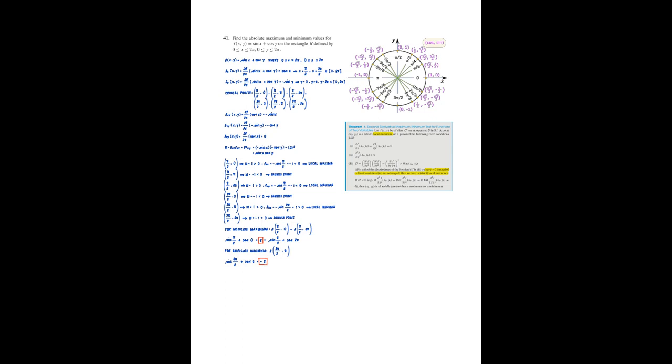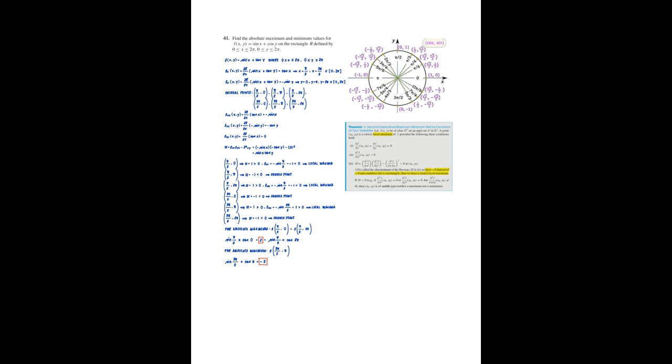Okay, so I did number 41 of section 3 of chapter 3, and it's basically asking us to find the absolute maximum and absolute minimum values for a function on a rectangle, given this function, closed off at 0 less than or equal to x or y less than or equal to 2 pi. So the first thing I did was find the partial derivative with respect to x, and then I evaluated it at 0.